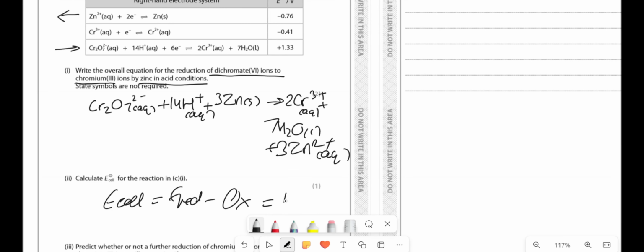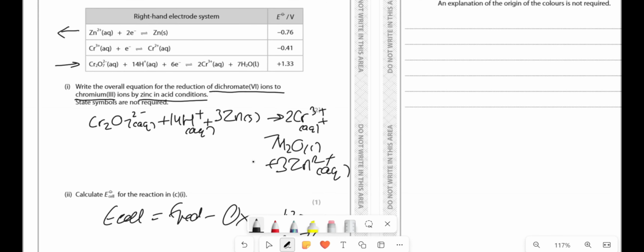Then it says calculate E cell for this reaction, so that E cell is E reduced minus E oxidized. So it's going to be what's reduced, which is 1.33 minus minus 0.76, which is plus, so that ends up being 2.09 volts. It says predict whether or not a further reduction of Cr3+ to Cr2+ will occur and justify your answers. So we're looking at here to here. We need to look at if anything else could do that as well. Well, you should look at the table and think, can I make this reduce with anything else on the table?